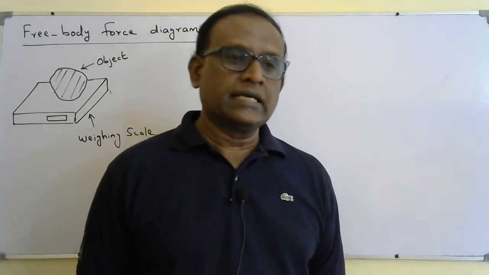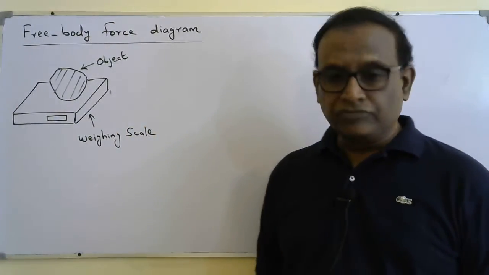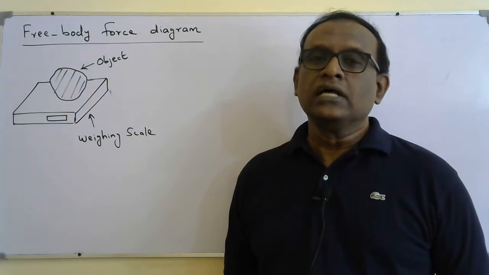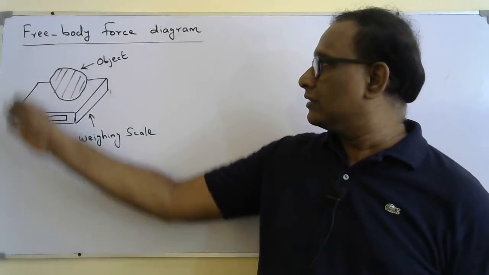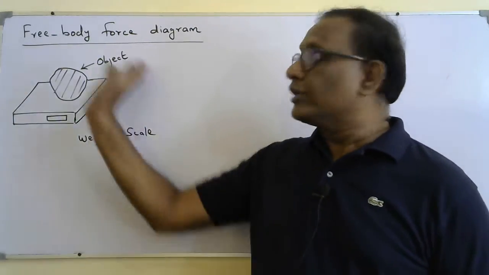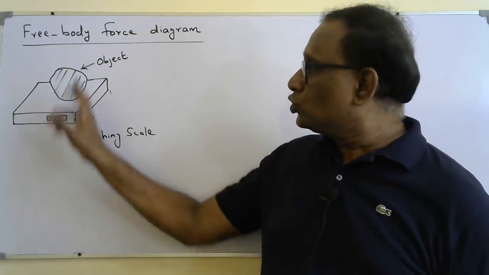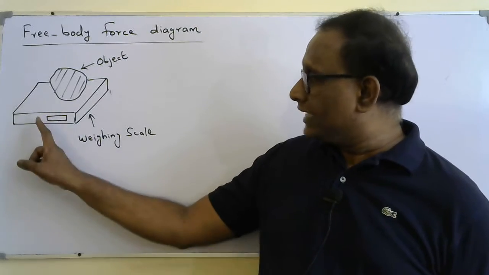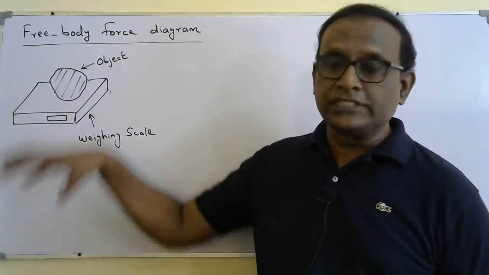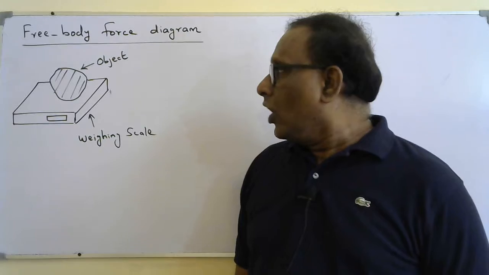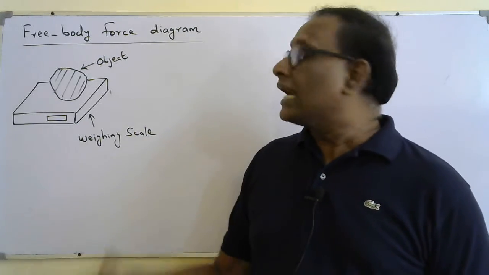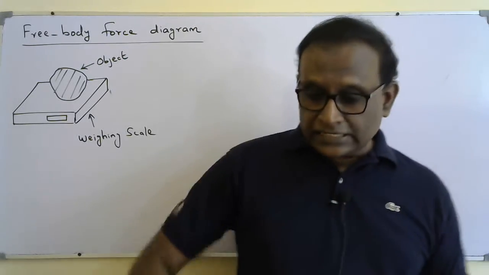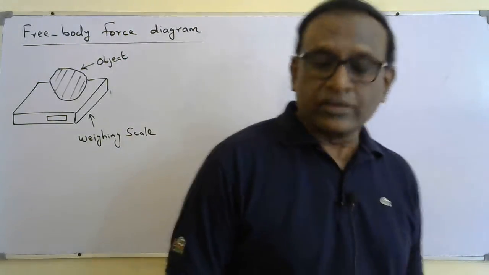Okay, so next thing, the free body force diagram. A free body force diagram shows all the forces acting on an object. Maybe this we call the situation diagram. There are two objects involved: one is a weighing scale and the other is an object kept on the weighing scale. I can ask you to draw the free body force diagram for the object. Then I can ask you to draw the relevant third law pair of forces.